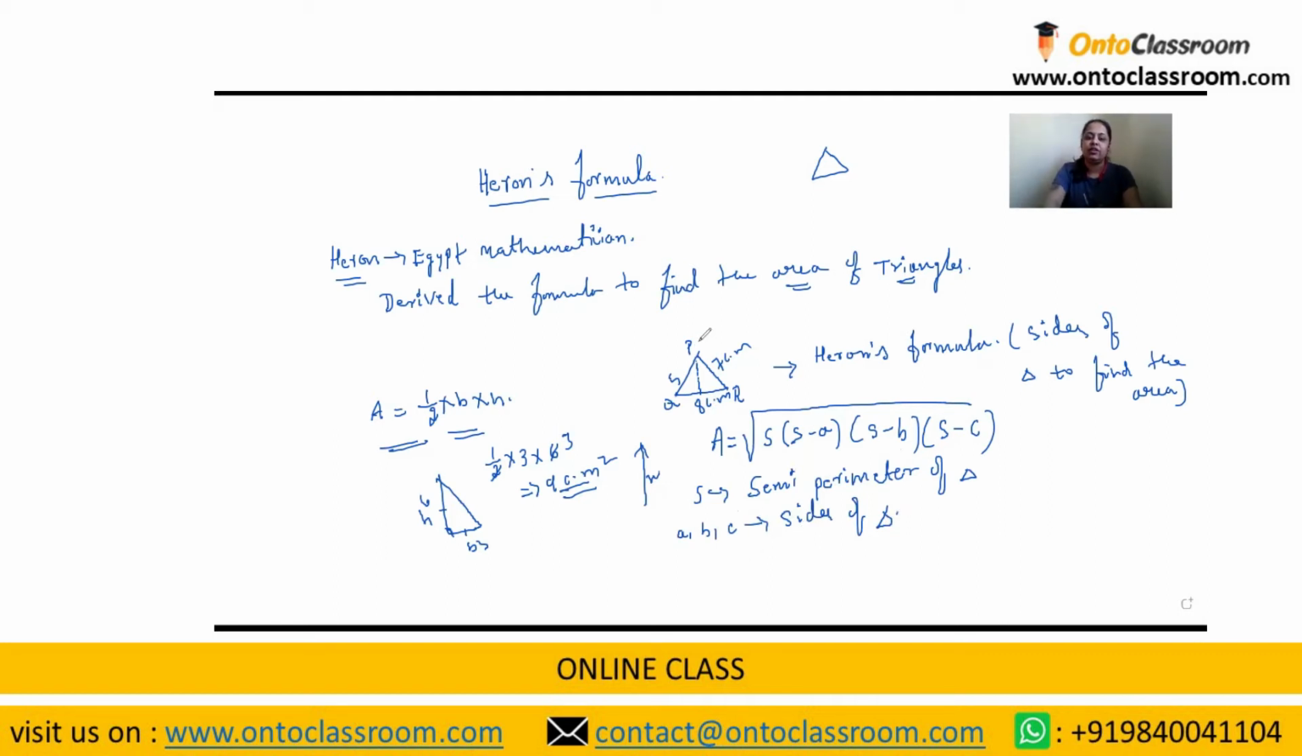Here then I have given one example. Now here we can consider this side, one side is 5 centimeter, and the other two sides are 7 and 8. So we can take them as A, B and C. So how to find the area by using this Heron's formula? We will see with this example triangle PQR.